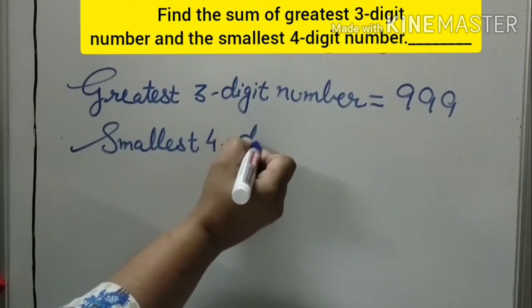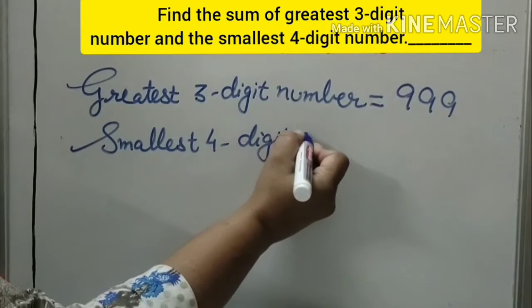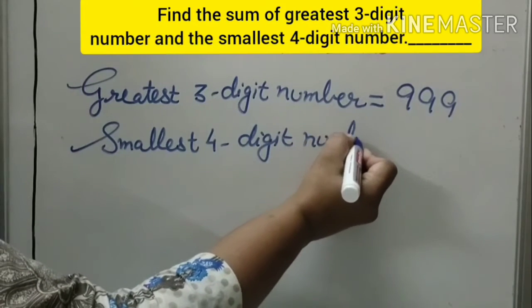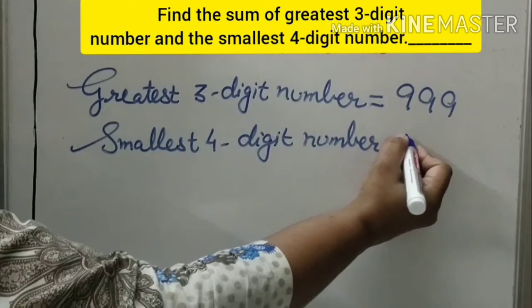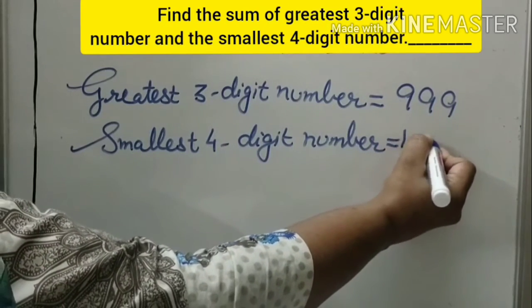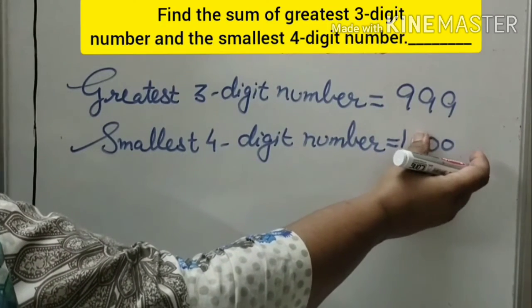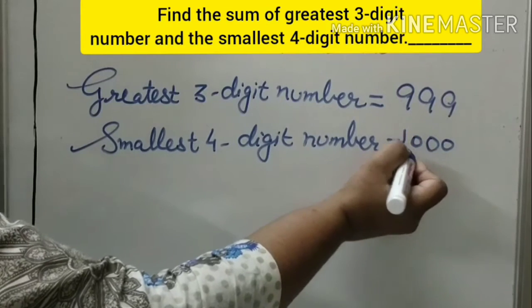Smallest 4-digit, that means smallest starts with 1 and with that we write zeros. To make it 4-digit, we will write 3 zeros.